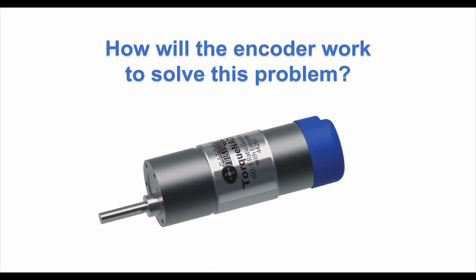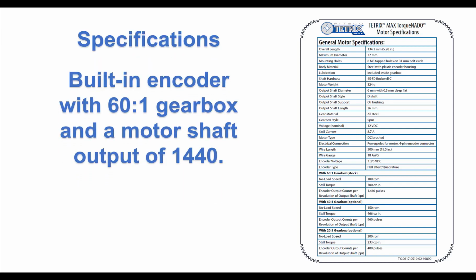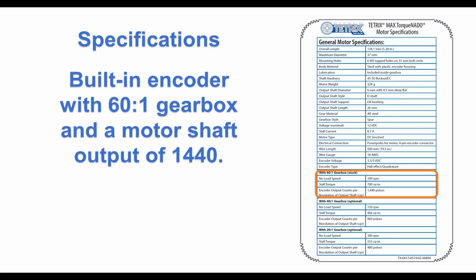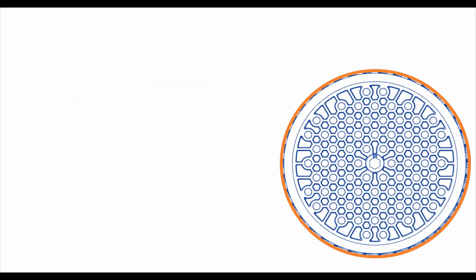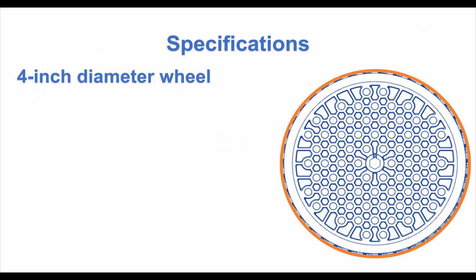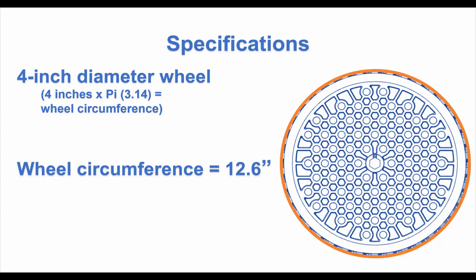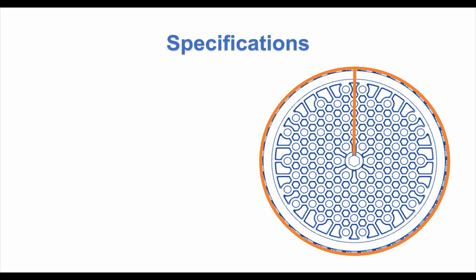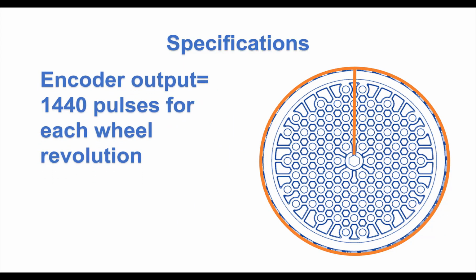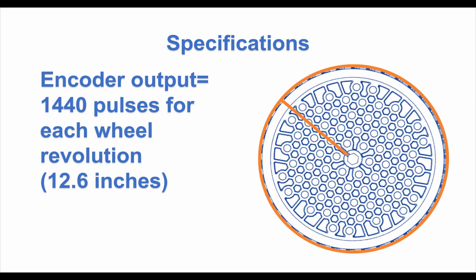This Tornado DC motor has a built-in encoder and a 60-to-1 gearbox. We know the encoder outputs 1,440 ticks per revolution of the motor shaft. We know that the wheel has a 4-inch diameter, and when we multiply that by pi, we'll get the circumference of the wheel. If the circumference of the wheel is 12.6 inches, then the encoder output equals 1,440 ticks or pulses for every 12.6-inch revolution of the wheel.